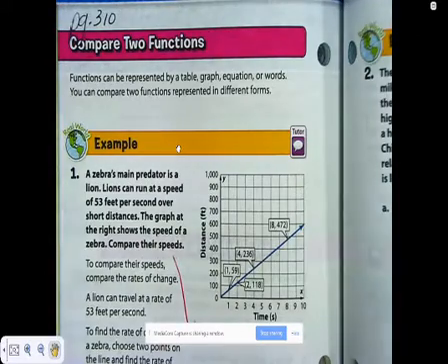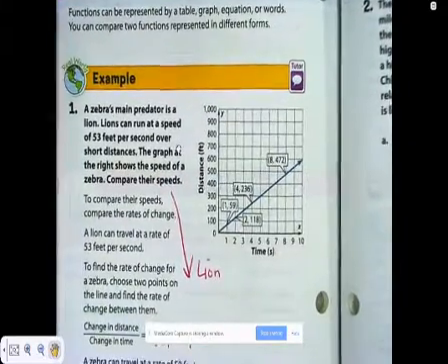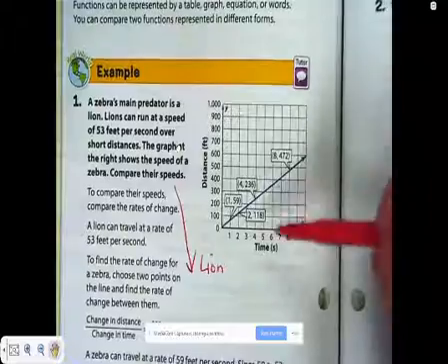All right, lesson 4.5, we're going to compare two functions. We are on page 310, so pause the video and get to that page if you haven't yet. All right, let's look at number 1. You are taking notes in your book as we go along.